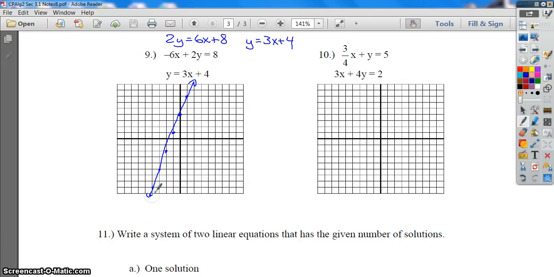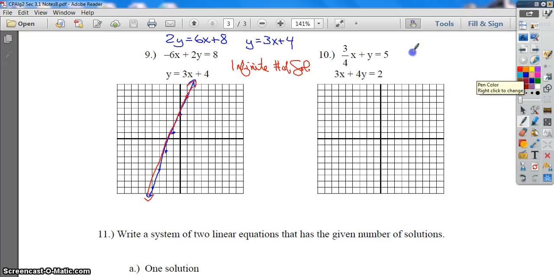Okay, so there's my first line. The next one would be a 4, slope of 3. Ha! Same equations. So that means they are an infinite number of solutions for this guy, because they're right on top of each other.